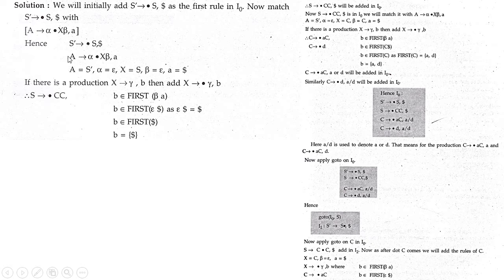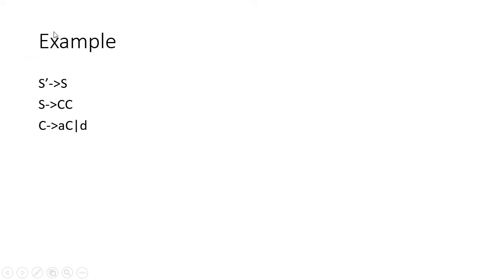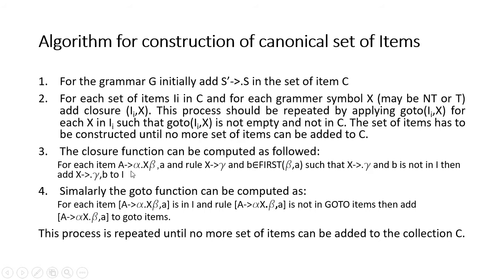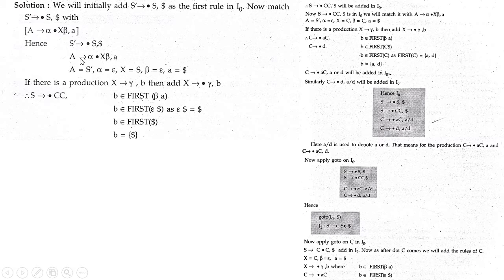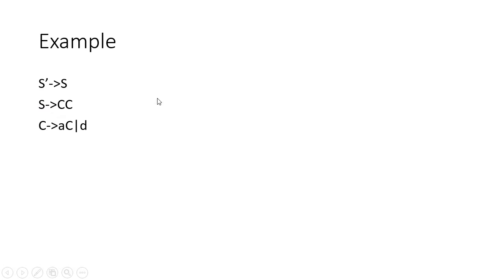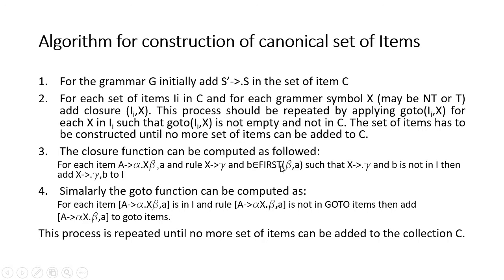If you look at the rule again, it says that for each item so and so, and there's a rule for X, that is, X is extending forward, that is X derives gamma. You can notice here there is an extension, so S is extending to S derives dot CC. So what we can do is find the b for it. b belongs to first of beta a, so that is the rule.